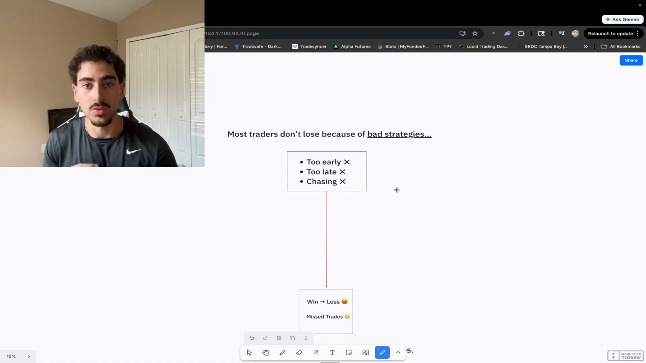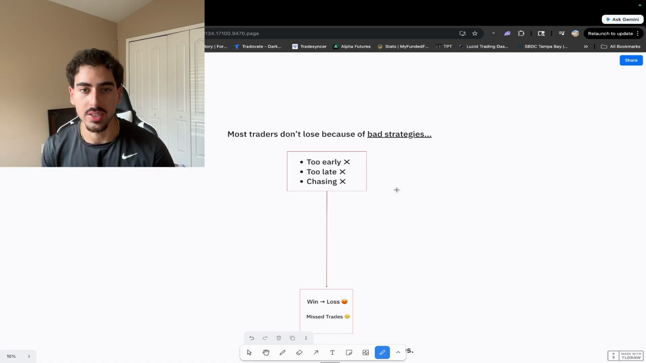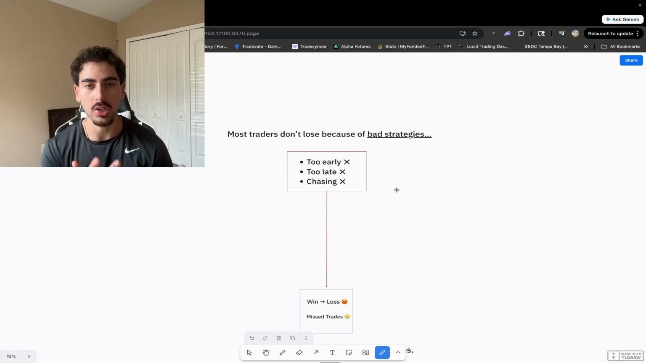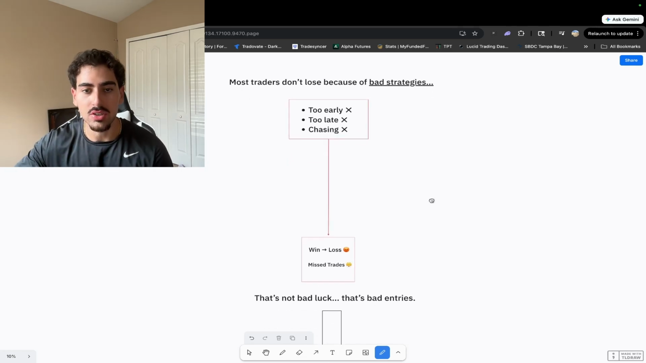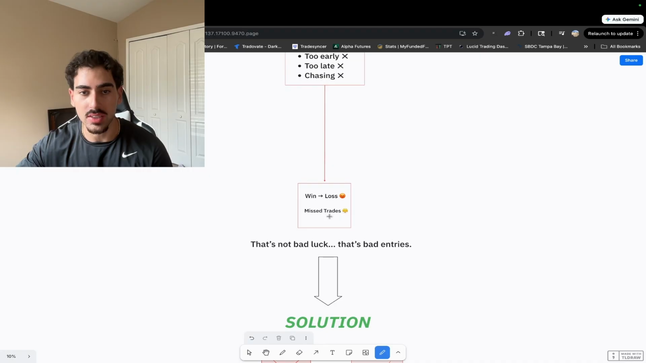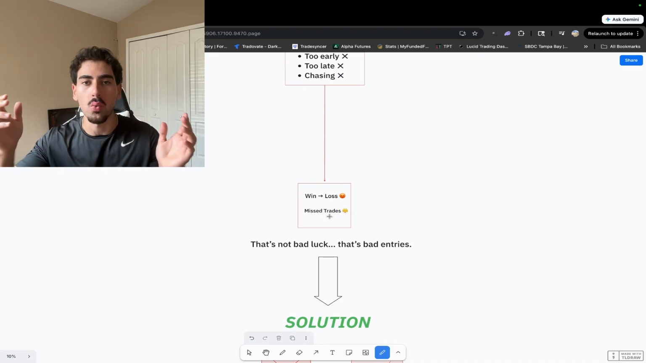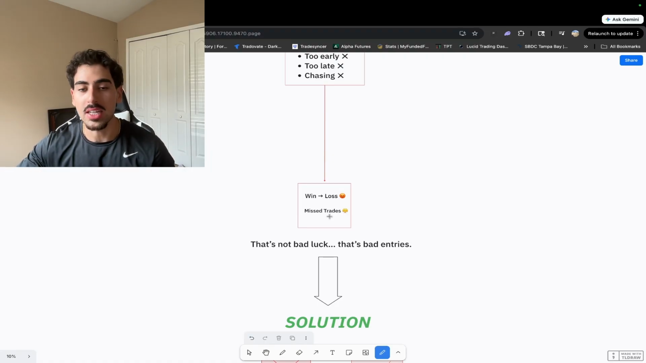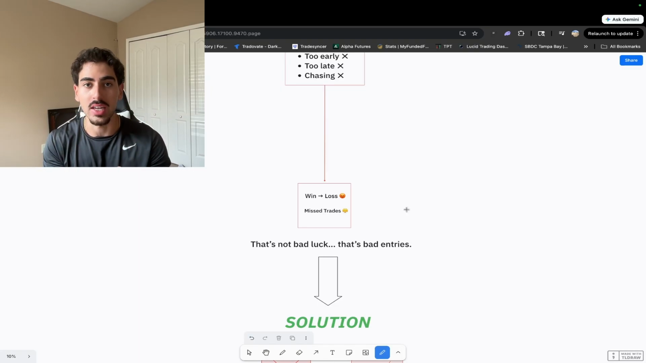Most traders don't lose because of bad strategies. They lose because they're either too early, too late, or they're chasing the market. This leads to your wins becoming losses and eventual missed trades because you just don't know where to enter on. But that's okay, and it's not bad luck, it's just bad entries. And I'm going to be showing you two of the most useful entries that you are not using in 2026.